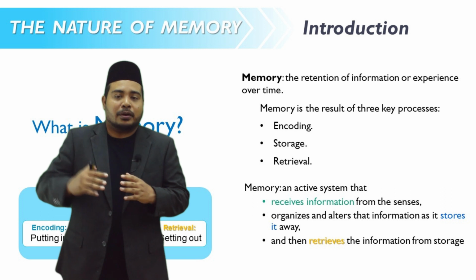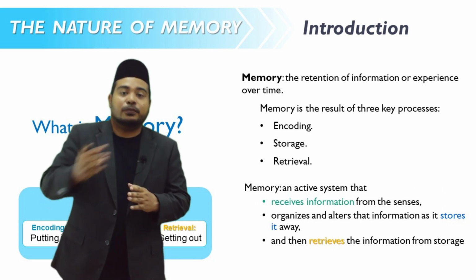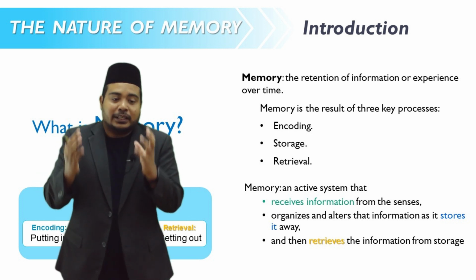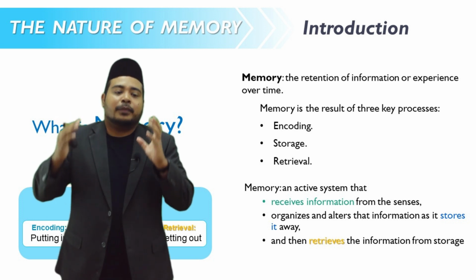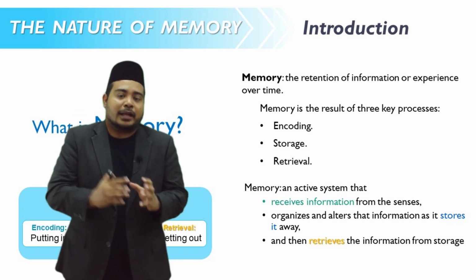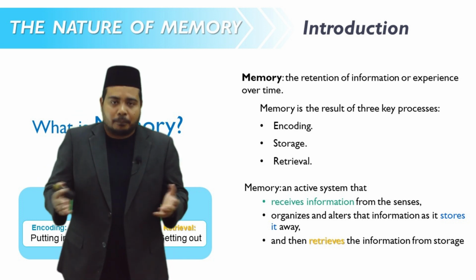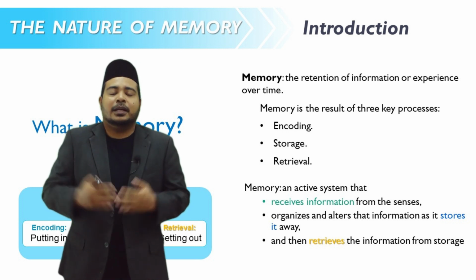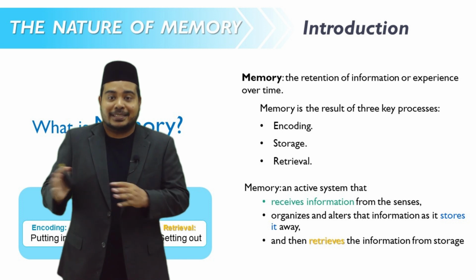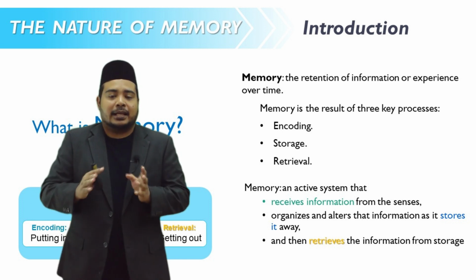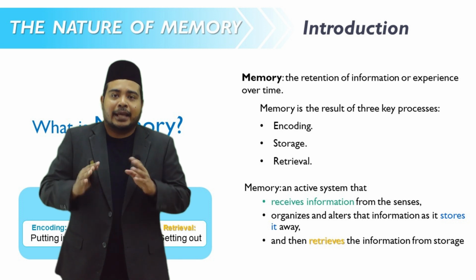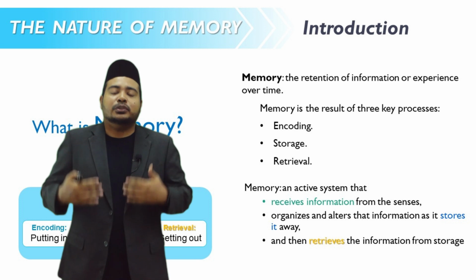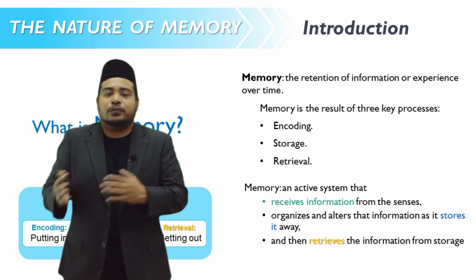Memory is not only about remembering, but memory is involved before that. How we store information, which is encoding. How we get this information, retain it, and are able to retrieve it back. All of these involve the memory system. So memory is basically an active system that receives information from the senses, organizes and alters that information as it stores it away in our brain, and then we are able to retrieve the information from the storage.